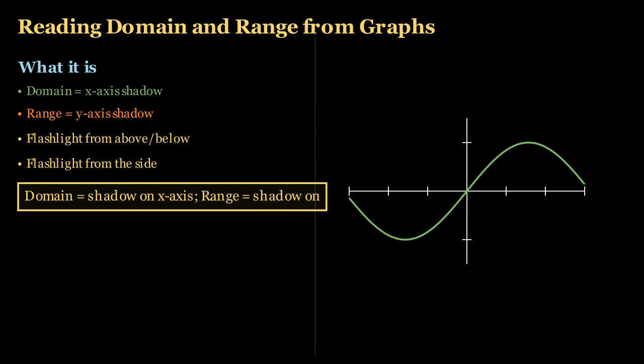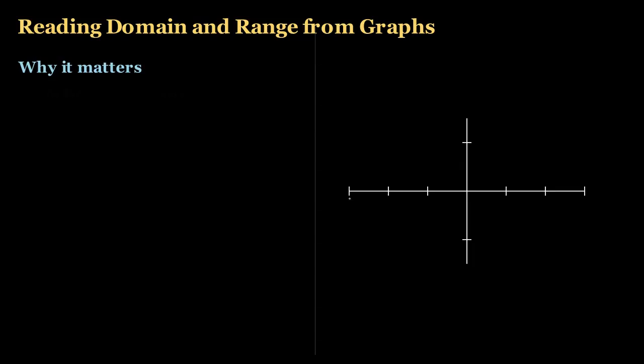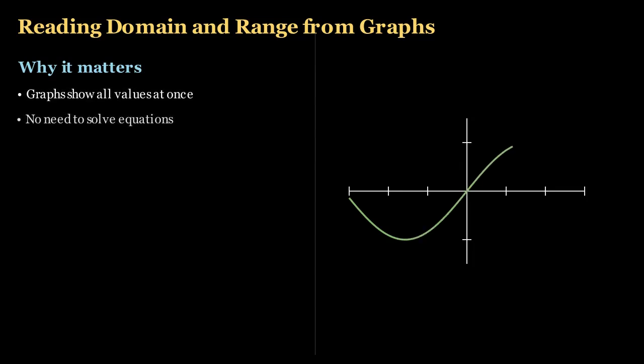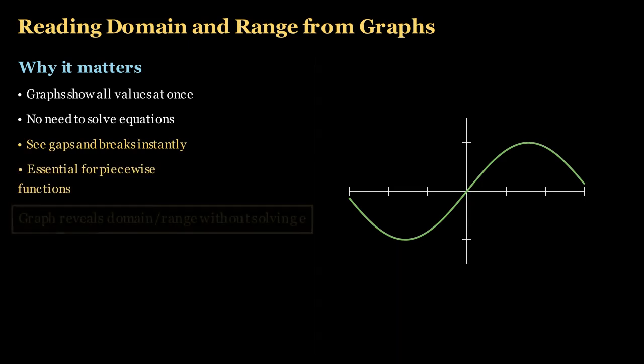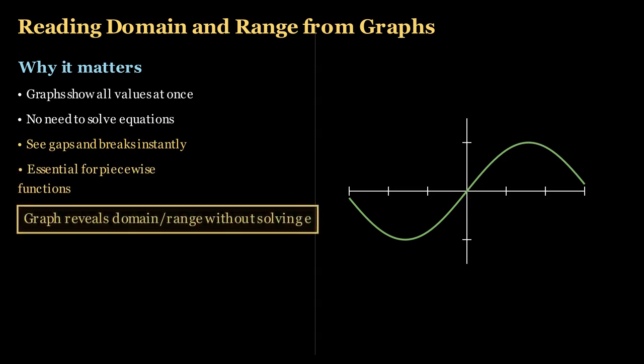We call this the flashlight shadow method because it turns a visual picture directly into the sets of numbers we need. When you have a function's formula, finding the domain often means solving tricky inequalities or checking for division by 0. But a graph shows you everything in one picture. You can see exactly where the function lives on the x-axis, including any gaps or jumps, without doing any algebra. This is especially powerful for piecewise functions, which are made of different rules glued together. The flashlight method lets you read the domain and range directly.